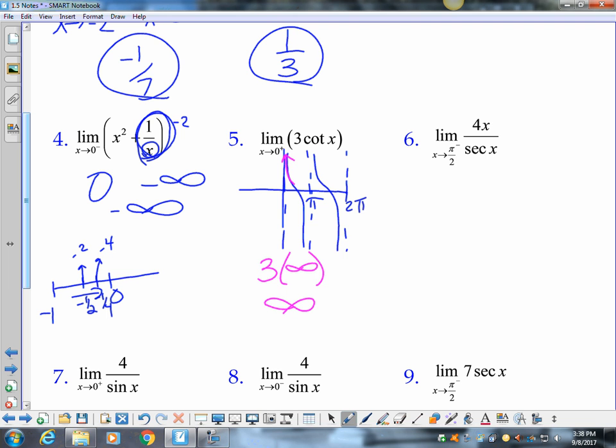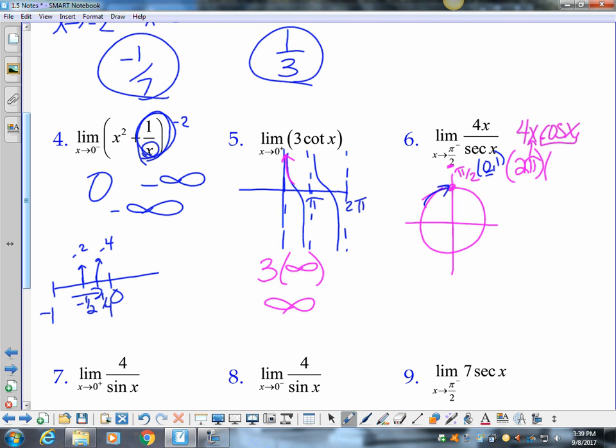Okay, 4x over secant x is the same thing as 4x cosine x. I'm headed to pi over 2 from the left. So you can think about this on the unit circle. Here's pi over 2. Well, if I plug in pi over 2 here, that's just going to give me 2 pi. All right, now let's see where cosine is headed. If I'm headed to pi over 2 from the left, I'm headed to 0 in cosine's value here. So it's 0, and 2 pi times 0 is 0.